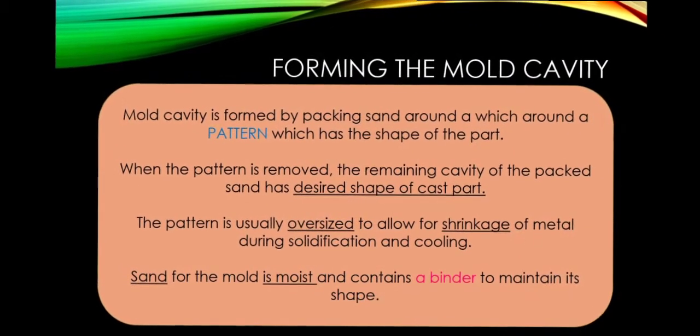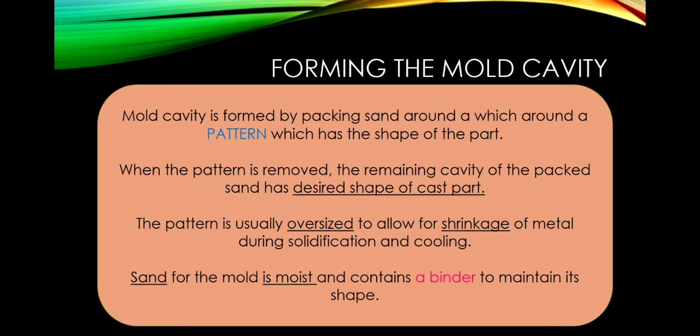forming the mold cavity. The mold cavity is formed by packing sand around a wood or wax pattern, which has the shape of the part. When the pattern is removed, the remaining cavity of the packed sand has the desired shape of the cast part. The pattern is usually oversized to allow shrinkage of metal during solidification and cooling. Sand for the mold is moist and contains a binder to retain its shape.